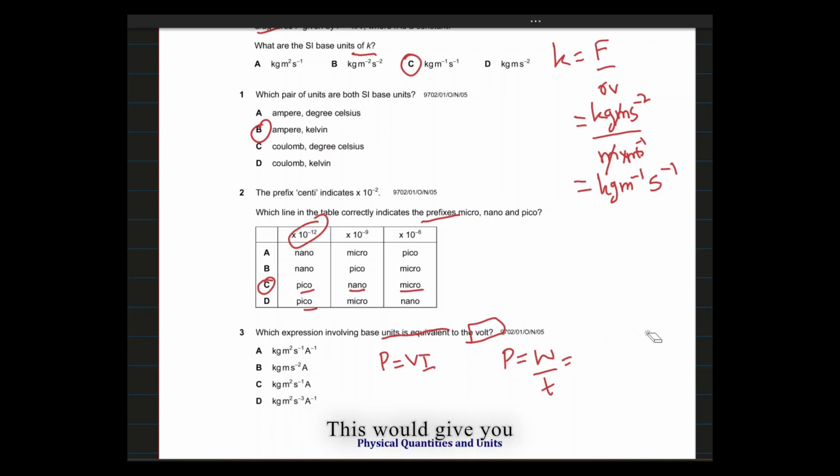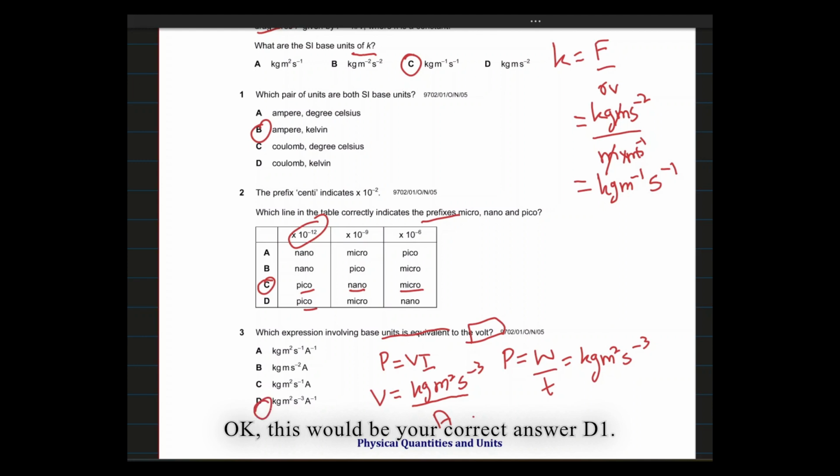This would give you kg m square s minus 3. This is the unit of power we will use here. V is P, kg m square s minus 3, upon I. I is ampere. So the final answer would be A minus 1. This would be your correct answer, D.